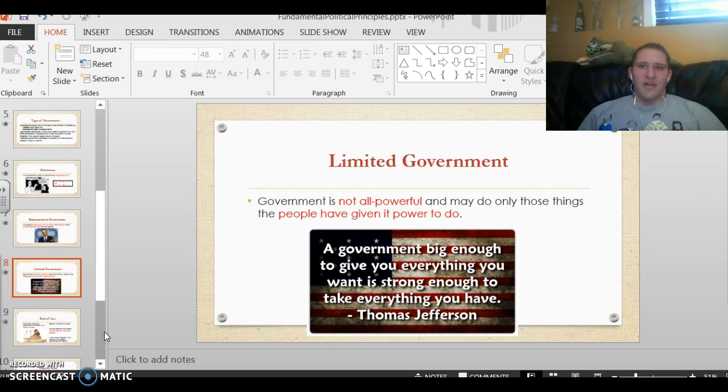All right, we have limited government as our next fundamental principle. The government can only do what the people have given it the power to do. It is not absolute. It is not all powerful. The Constitution is the document that defines what the government can and can't do and limits the power of the government. The government is limited. It is not absolute.